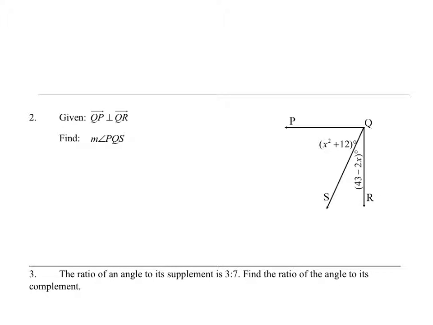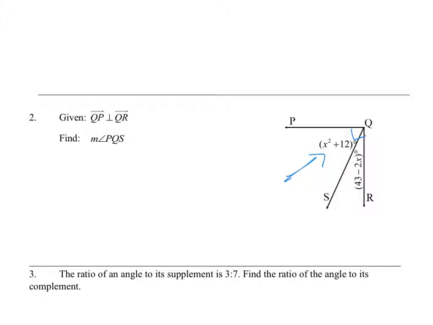Okay, let's take a look at number 2. We're given that QP is perpendicular to QR, so we know we have a right angle over here. And we need to find the measure of angle PQS, which is this angle here.